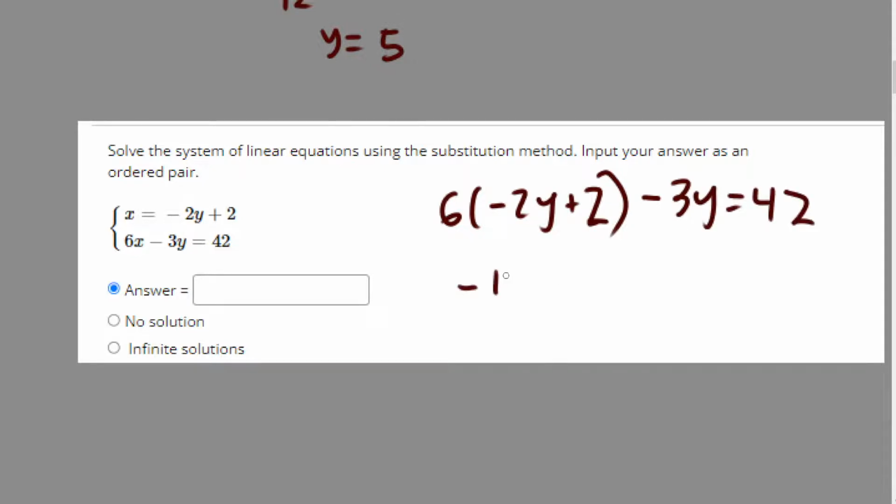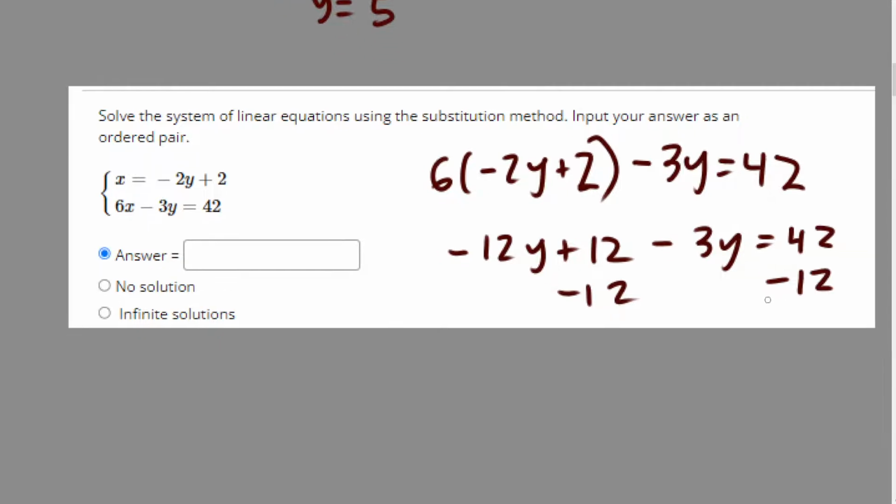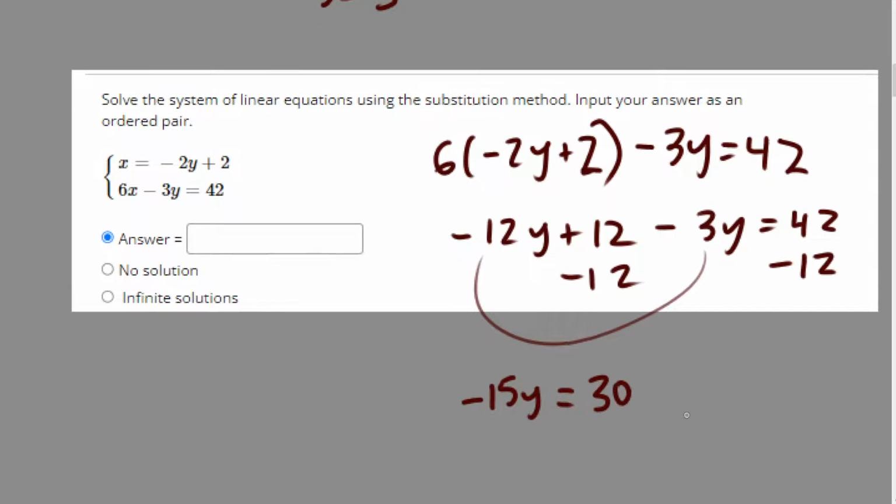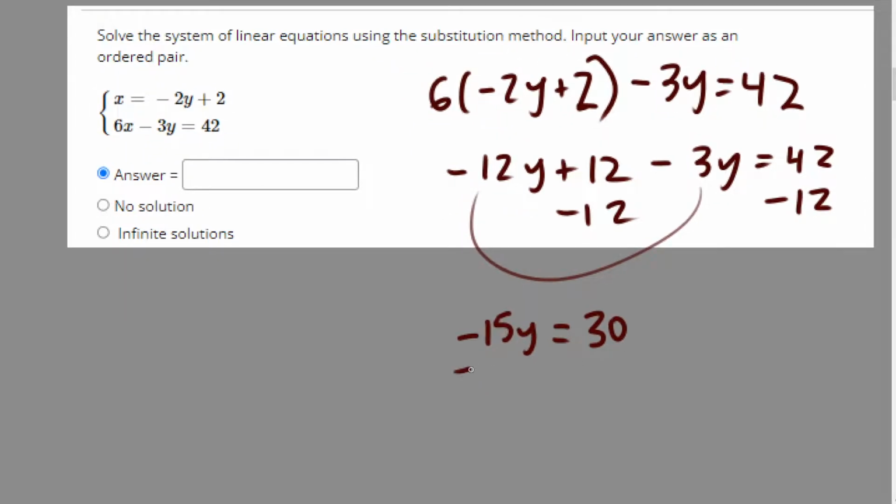That will give me negative 12y plus 12 minus 3y equals 42. Well, minus 12 from both sides. And then we'll combine these two. So negative 12y minus 3y is going to give us negative 15y, and then equals 30. And then we'll divide both sides by negative 15 to get y by itself. And that gives us y is equal to negative 2.